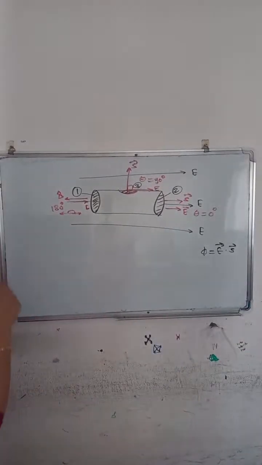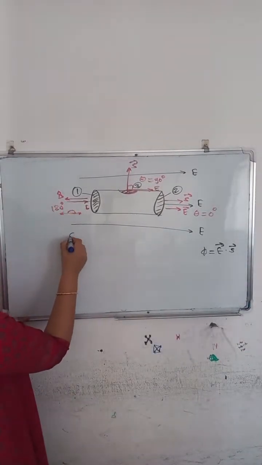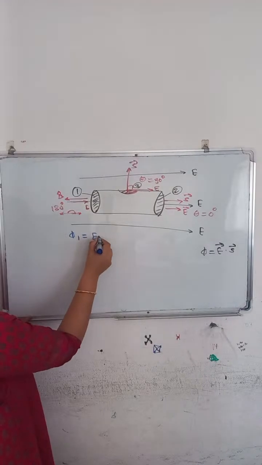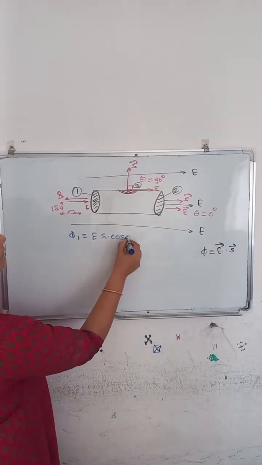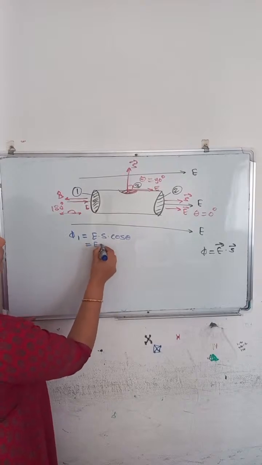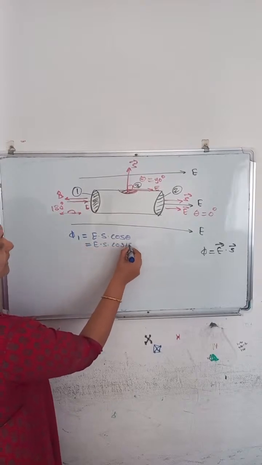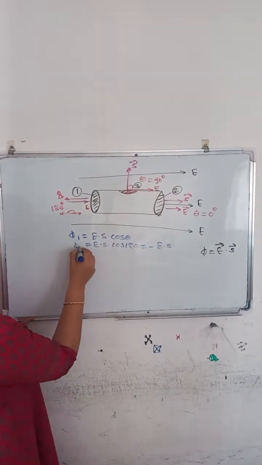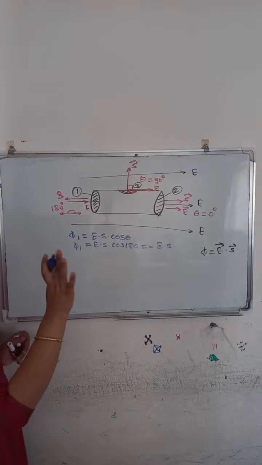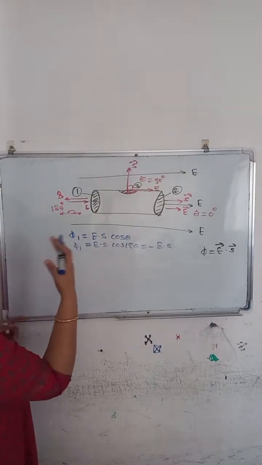If we want to calculate the flux phi 1, phi 1 is nothing but E into S cos of 180, that is nothing but minus E into S. This is phi 1. No need to substitute the area and all, so that we can do it afterwards.